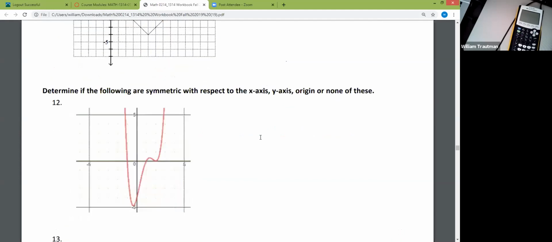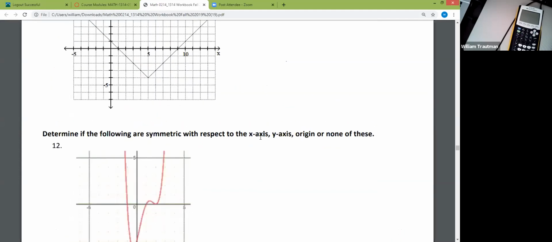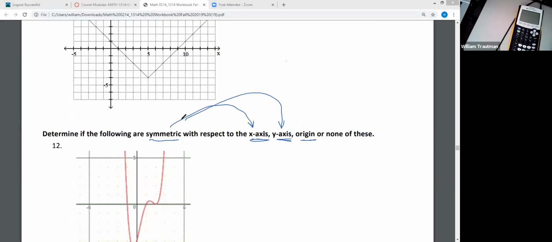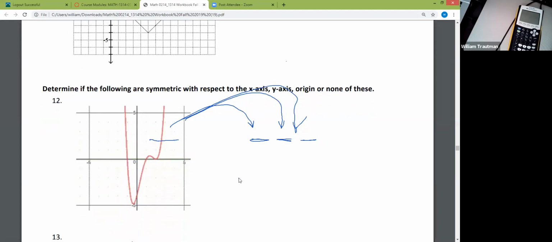Let's read the instructions. I keep on going back and forth. I'm getting dizzy. It says determine if the following are symmetric with the x-axis, the y-axis, or the origin. So we just need to know if they're symmetric with the x-axis, the y-axis, or the origin. Okay, the origin is the center. So let's look at number 13 first.